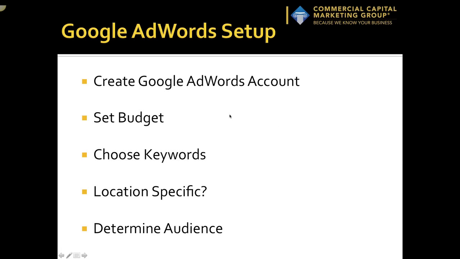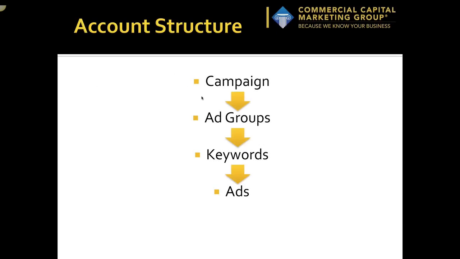So these are the 5 basic key points you really want to outline before you start and set up your campaign, so you know exactly what direction you want to head in. AdWords campaigns are set up like I have set here on the slide, where it says campaign, ad groups, keywords, and ads. That's how your campaign is going to be broken down.